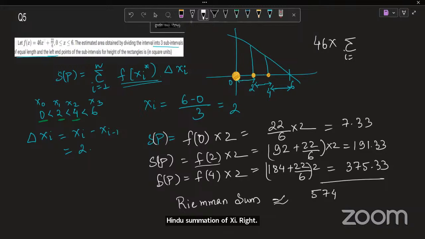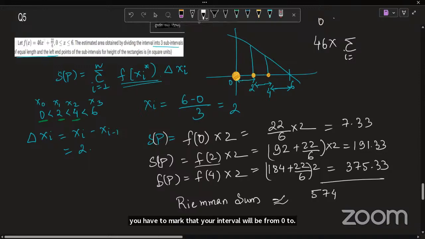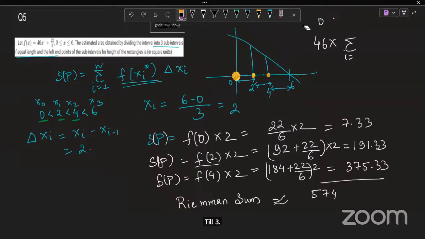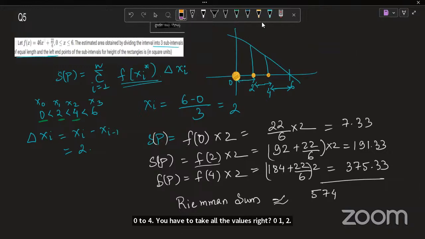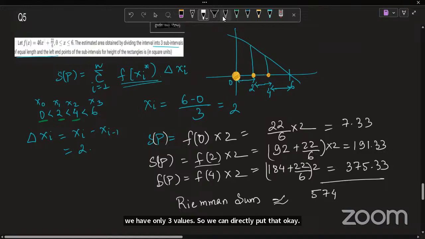But you have to mark that your interval will be from 0 to what? Your value of n will be till 3. 0 till 4, okay. You have to take all the values: 0, 1, 2, 3. We can do summation, but here we have only 3 values, so we can directly put that. Why are we not including 6, sir? Because we have to find the left end points. Okay, you have to take the left end points.